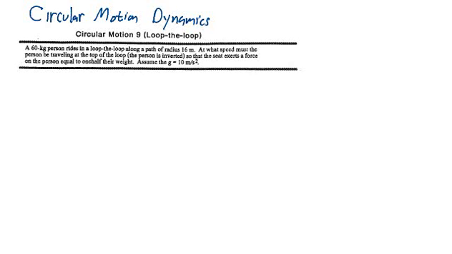Hello students, this is Dr. Ben, and we'd like to work on another problem out of Chapter 5 that has to do with circular motion dynamics. Here we have a situation that involves a person riding in a carnival ride, the loop-de-loop, and so this particular circular track is oriented in the vertical direction. So it's going to be a problem that involves vertical circular motion.